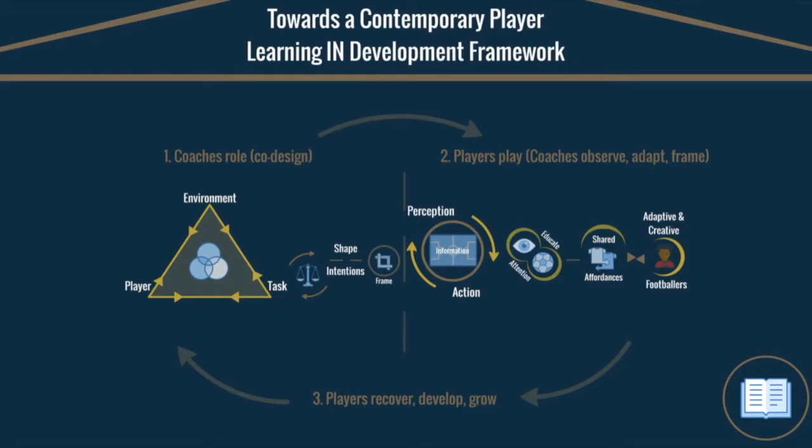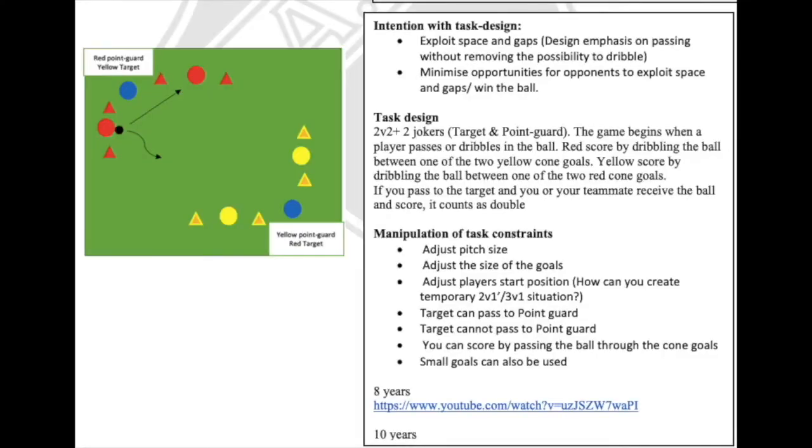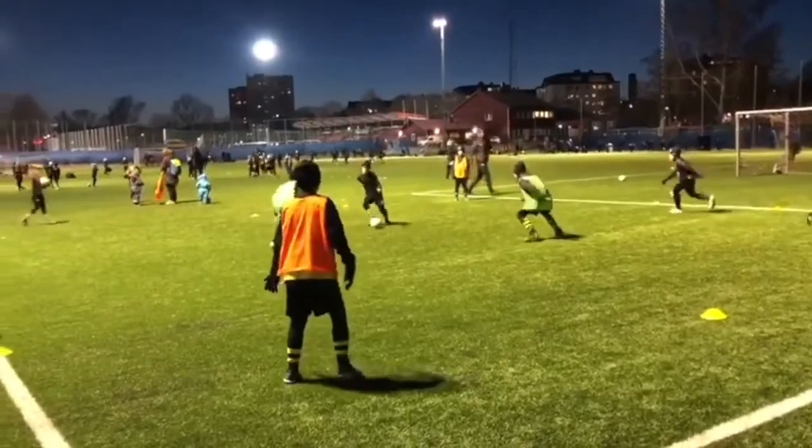For example, the coach should be aware that a gap between opponents invites the opportunity to pass through for one player, but to dribble through for another, possibly due to differences in current individual action capabilities. Constraints used in this way should promote, influence, shape, or encourage actions, not eradicate or dictate them. For instance, a coach, through the manipulation of task constraints, can design a task that shines a light on players exploiting gaps and spaces through passing without removing the opportunity to dribble. For example, in this session, where target players are designed into the task.